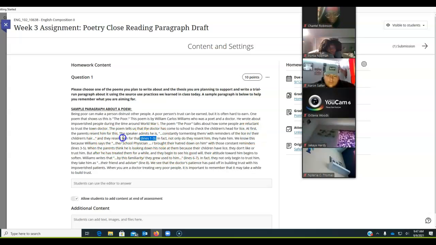And then at the end of your sentence, even if your sentence continues after the quote, you put the line numbers in parentheses with a lowercase "lines" space 1 through 3, or 1 through 4, or 1 through 2 if you're quoting multiple lines. If it's a single line, it would just say line 3.